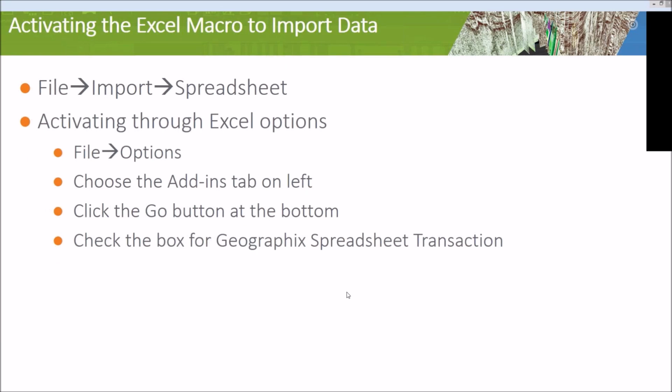To actually run the spreadsheet import, there are two methods of doing that. The most common one is the obvious method. That's through your file import options, either through Wellbase or through Product Explorer. You can go to File, Import, and then you'll have the option for Spreadsheet. That's going to be running those imports.